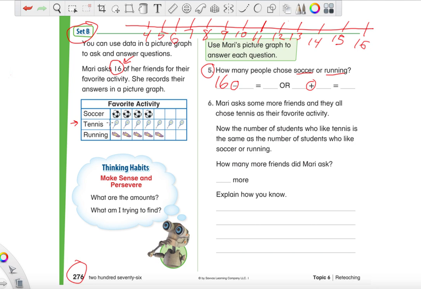And now we need to take away the tennis. So how many votes do we have for tennis? Well, let's count. 1, 2, 3, 4, 5, 6, and 7. So we have 16, and we're going to take away 7. And we can use our number line to solve that. So I'm going to give you guys a quick moment. Go ahead and solve 16 minus 7.